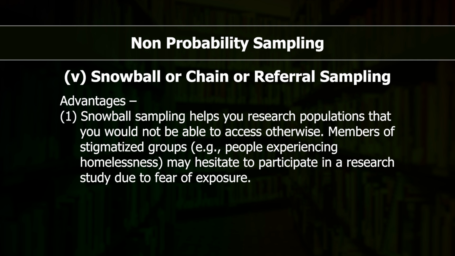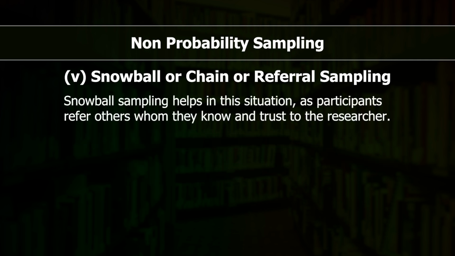Now, there are some advantages of snowball sampling. Snowball sampling helps you research populations that you would not be able to access otherwise. Members of stigmatized groups, example people experiencing homelessness, may hesitate to participate in a research study due to fear of exposure. Snowball sampling helps in this situation as participants refer others whom they know and trust to the researcher.